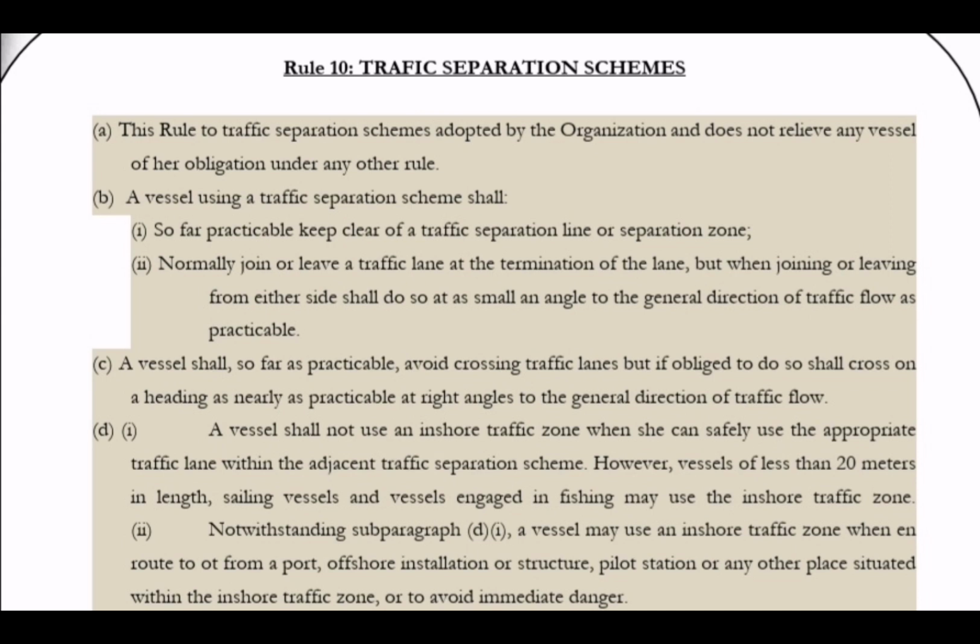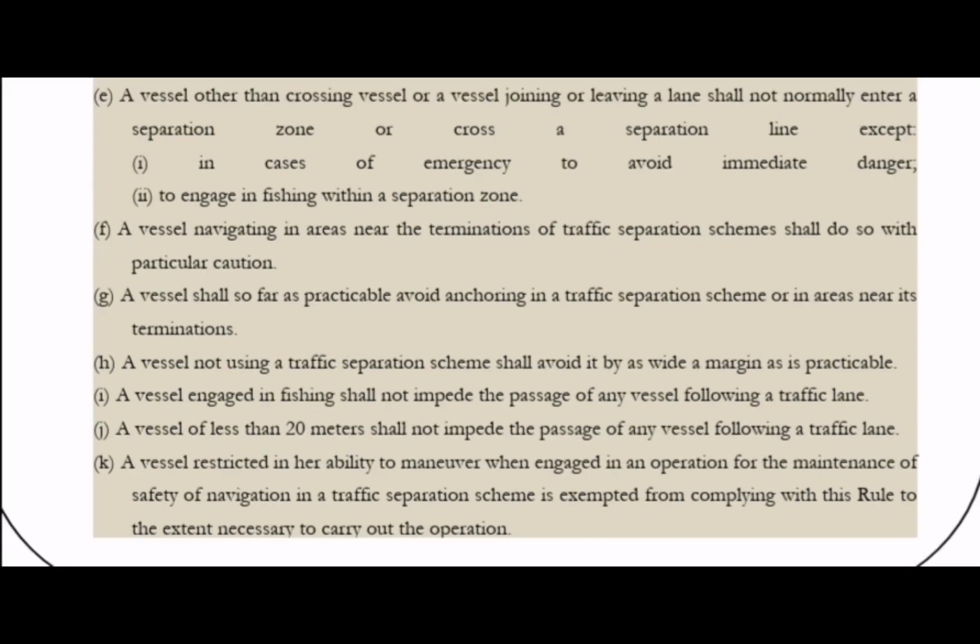Number 2, notwithstanding subparagraph D1, a vessel may use an inshore traffic zone when en route to or from a port, offshore installation or structure, pilot station, or any other place situated within the inshore traffic zone, or to avoid immediate danger. So let's continue reading to the paragraph letter E.